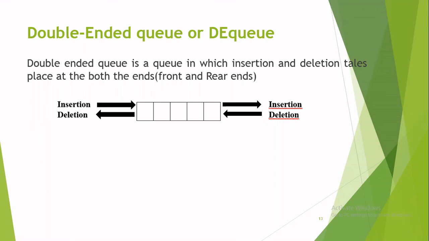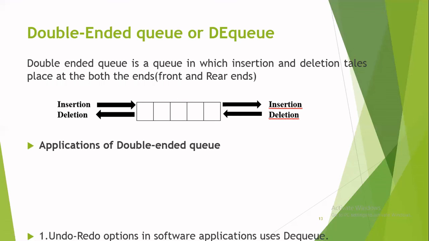Let us now discuss another data structure, that is the double-ended queue. A double-ended queue is a queue in which insertion and deletion take place at both ends of the queue. If you can insert and delete elements from both ends of the queue, that is from the front end and rear end, we call such a queue a double-ended queue.